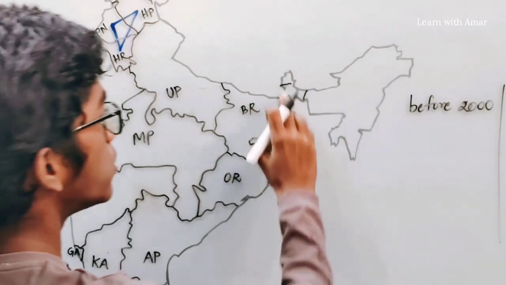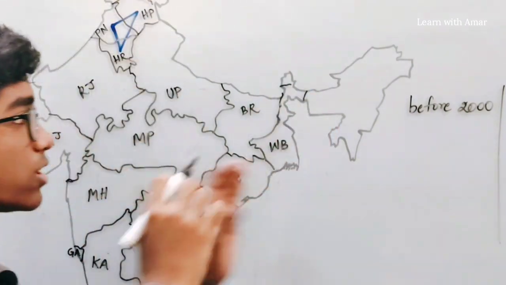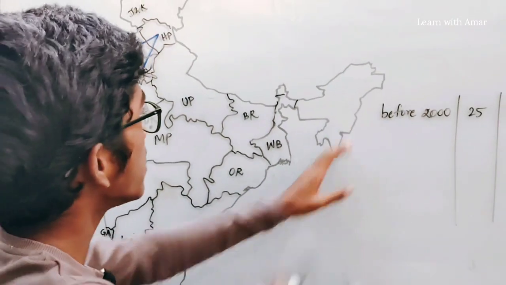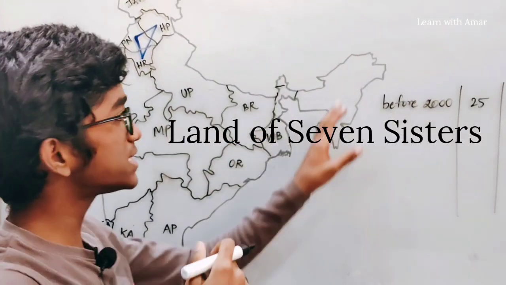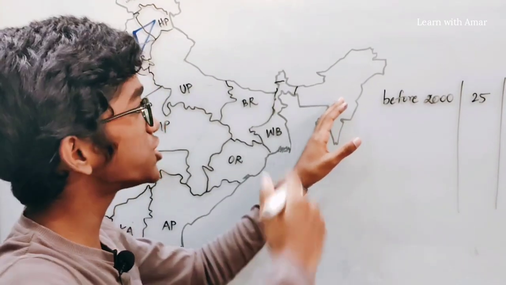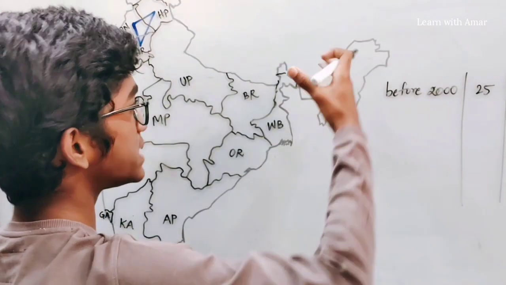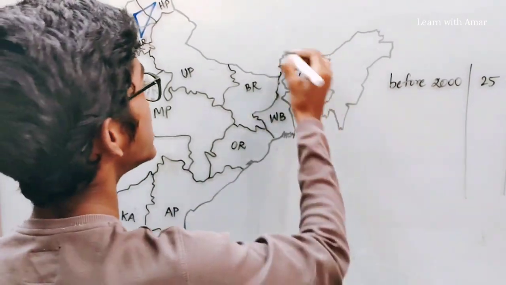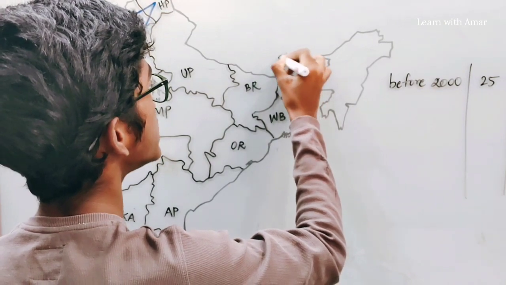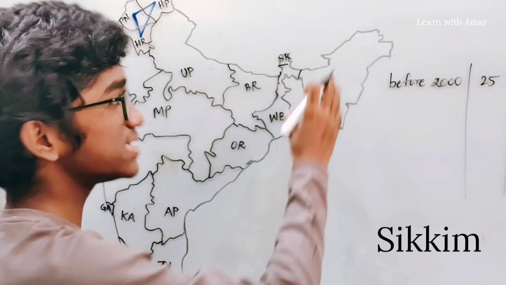Now coming to northeast India. This land is known as the land of 7 sisters, because here we find 7 states which are interdependent on each other. Before looking at those 7 sisters, we look at the only brother of these 7 sisters, that is here. This one, it is Sikkim. Sikkim is known as the only brother of these 7 sisters.